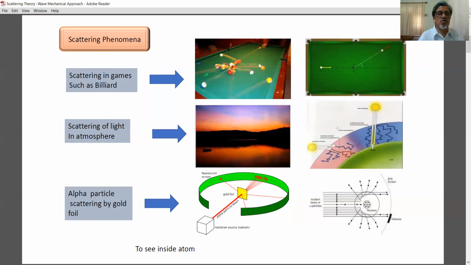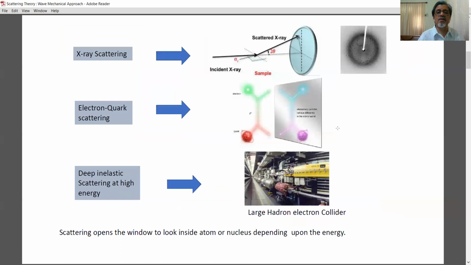The third picture shows alpha particle scattering by gold foil, and that is a very famous experiment. In that one, the alpha particles are bombarded on gold foil, and those are scattered in different directions and detected. And that is the tool to see inside the atom. The nucleus was first detected by this particular experiment.